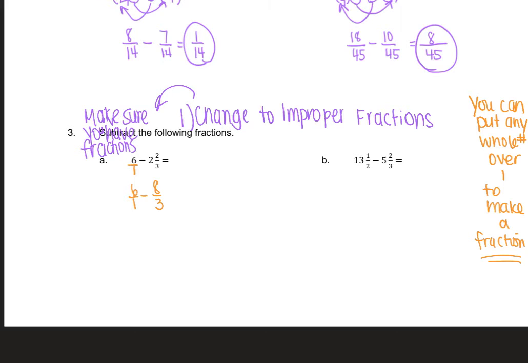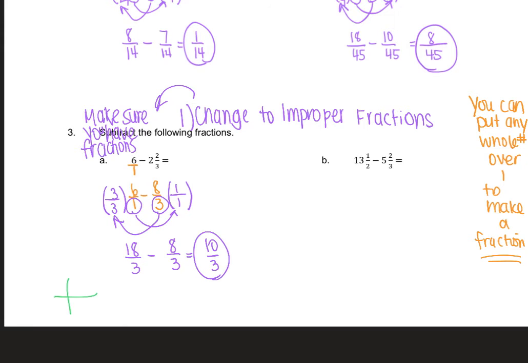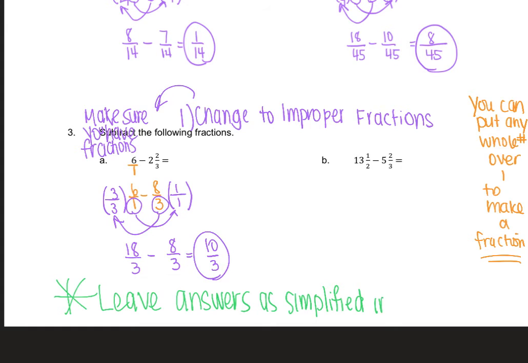Now I have to do the same thing I did for the first. I'm going to throw my parentheses there, bring my 1 over, bring my 3 over, 3 over 3, 1 over 1. I get 18 over 3 minus 8 over 3. I end up with 10 over 3. And I am going to leave any of my answers, whoops, that's not how you spell answers, as simplified improper fractions.